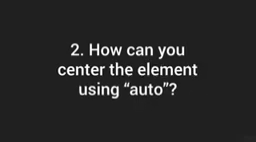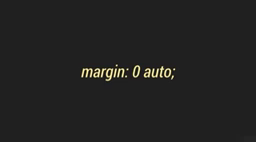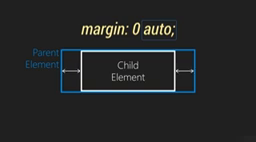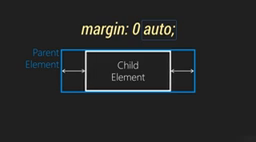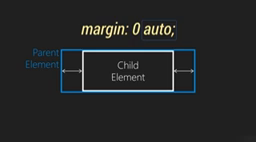Second question, how can you center the element using auto? When you have specified the width of an element, setting the margin as 0 and auto will make the element sit centrally within the parent container. Specifying auto as the second parameter basically tells the browser to automatically determine the left and right margins itself, which it does by setting them equally. It guarantees that the left and right margins will be set to the same size.